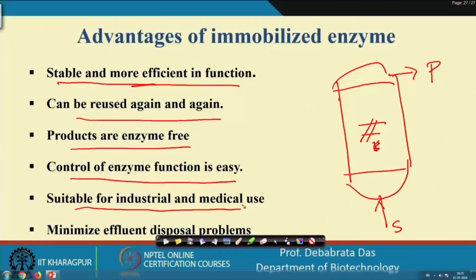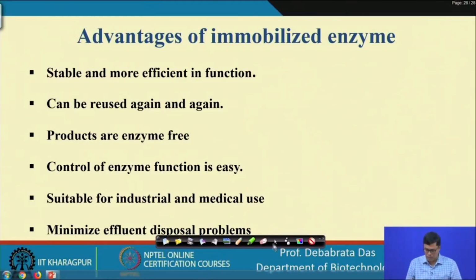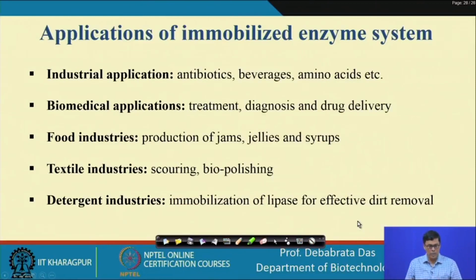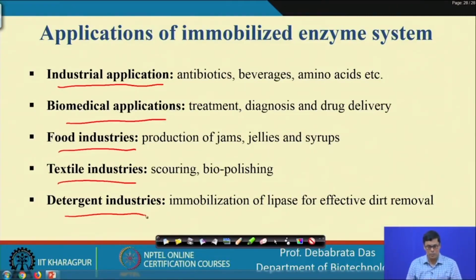So that is the tremendous application we have. Then the minimum effluent disposal problem that we have, as I mentioned, is that it is your product, and your effluent will be free from your enzymes. And let us see the applications. As I told you, we have different applications: industrial application, biomedical application, food industrial application, textile industry, and detergent industry. Now, in the industrial application, we have the antibiotics.